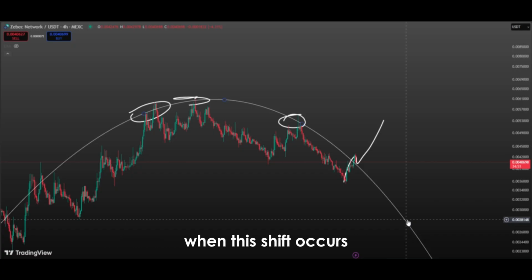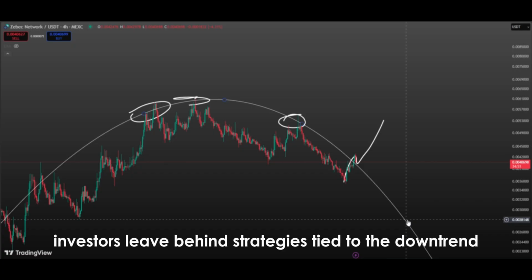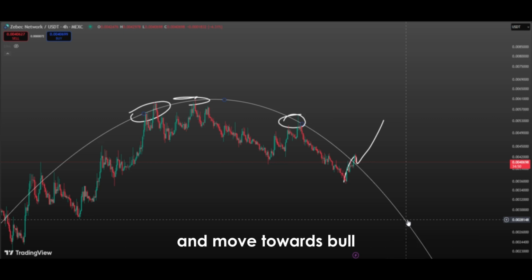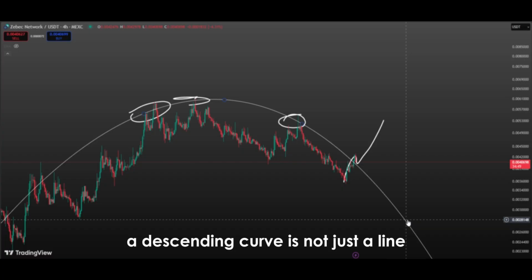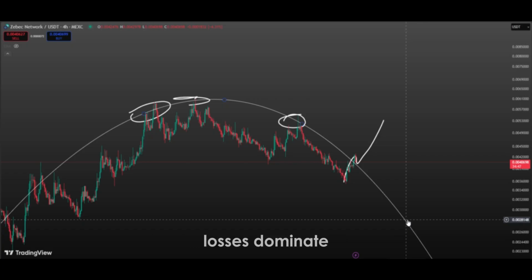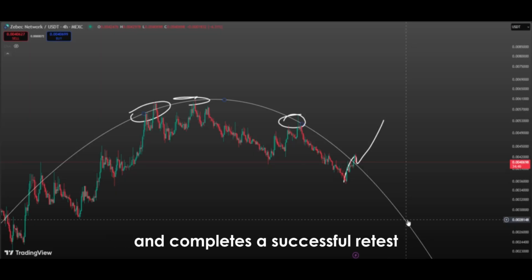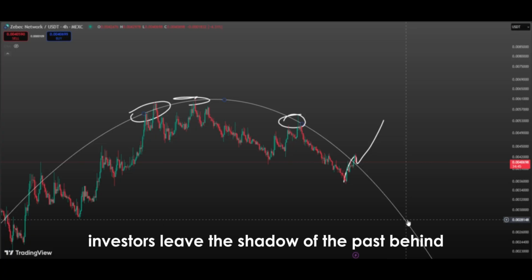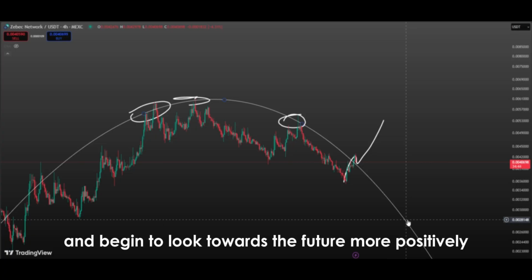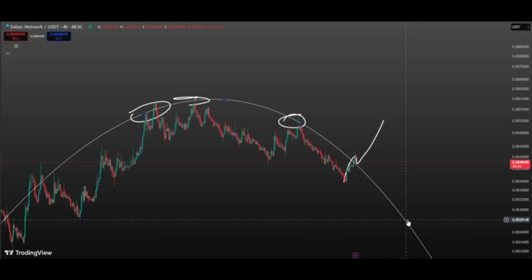Because when this shift occurs, investors leave behind strategies tied to the downtrend and move towards bullish strategies. For many investors, a descending curve is not just a line, but also an emotional boundary. While the price is below the curve, fear, uncertainty, and losses dominate. But once the price rises above the curve and completes a successful retest, this emotional weight is lifted. Investors leave the shadow of the past behind and begin to look towards the future more positively. This marks the beginning of a new cycle in the market.